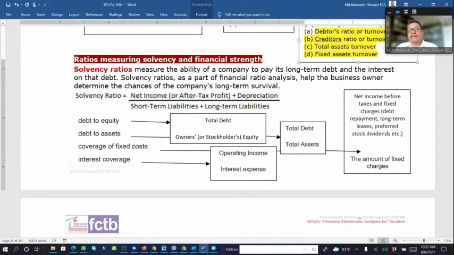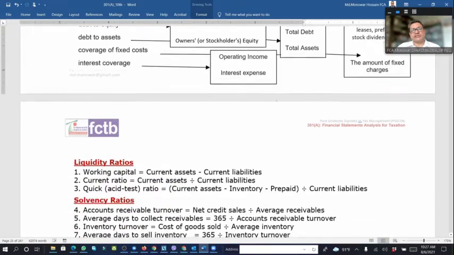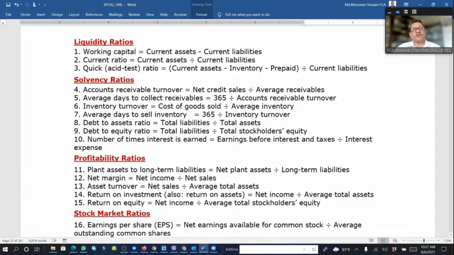And solvency ratio we can calculate as net income plus depreciation divided by short-term liability plus long-term liability. And debt equity ratio we calculate as total debt divided by owner's equity. And also we calculate debt to asset, total debt divided by total asset. We can calculate coverage of fixed cost, it means net income before tax divided by the amount of fixed charge, and interest coverage is operating income divided by interest expense. So this is the basic formula of different types of ratio.